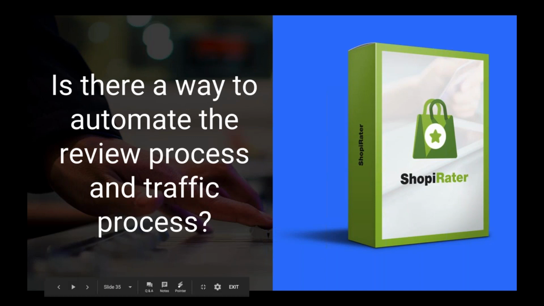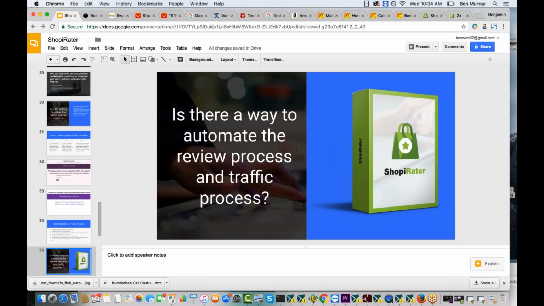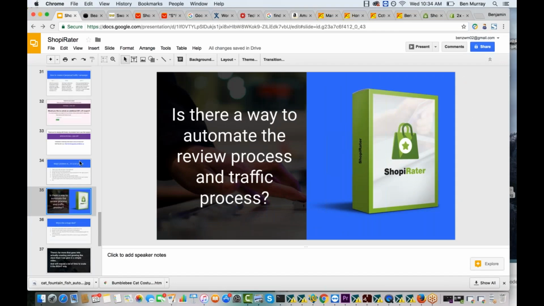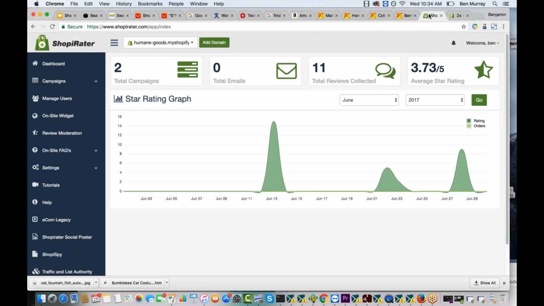Now, what I'm going to do is quickly show an example of how the ShopiRater software is going to help you set up all these campaigns and what it does. Over here, I'm logged into it. All you have to do is log into your account. This is a cloud-based software, and then just go up here to add domain and connect it with your store. All you have to do is paste one simple line of code and connect your Shopify or WooCommerce store.